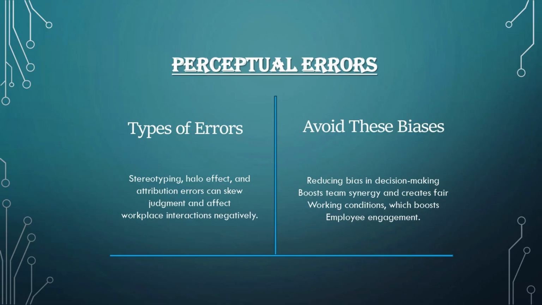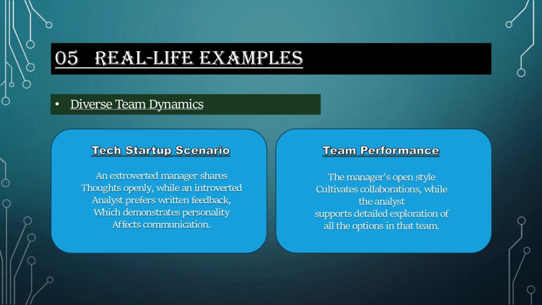So the last point is real life examples. Here is the example of diverse team dynamics, including a tech startup scenario and team performance. An extroverted manager shares thoughts openly, while an introverted analyst prefers written feedback, which demonstrates how personality affects communication. It's about the tech startup scenario and team performance. The manager's open style cultivates collaboration while the analyst supports detailed exploration of all the options in that team.